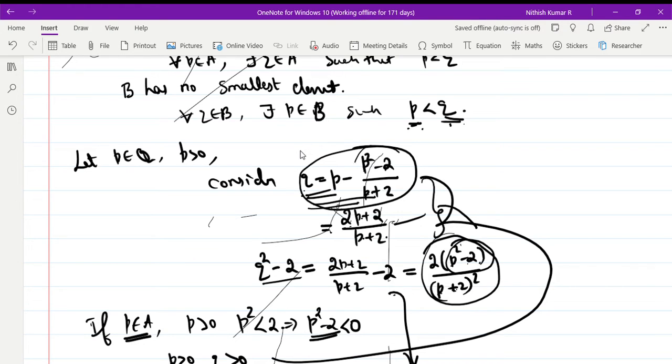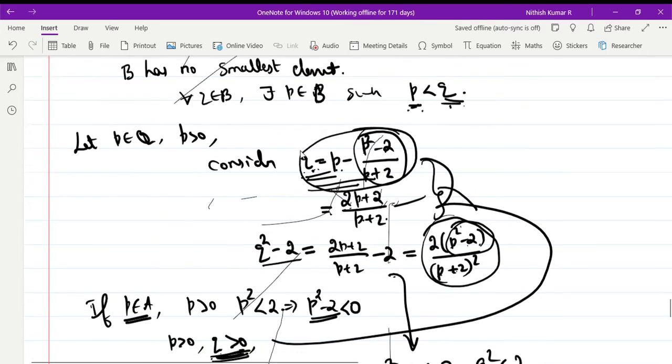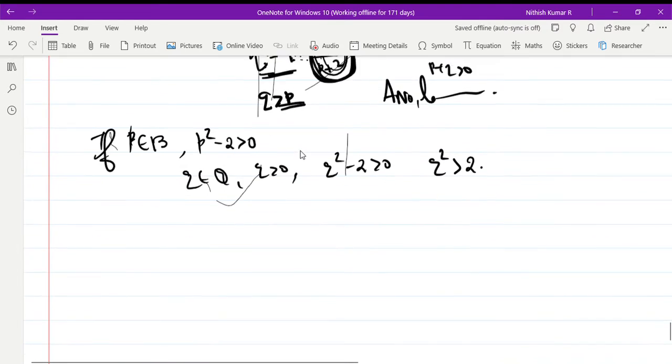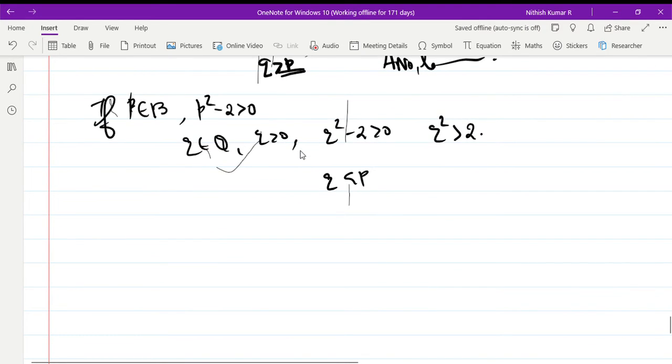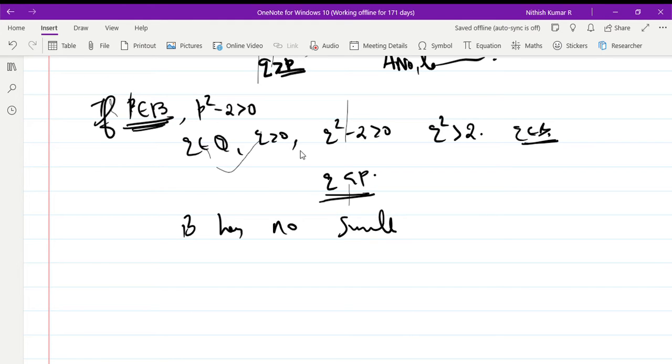Now (p square minus 2) divided by (p plus 2) is greater than 0, so we are subtracting this number from p to get q. Therefore my q must be less than p. So for a p belongs to B, we got a q belongs to B, that q is less than p. Therefore my B has no smallest element.